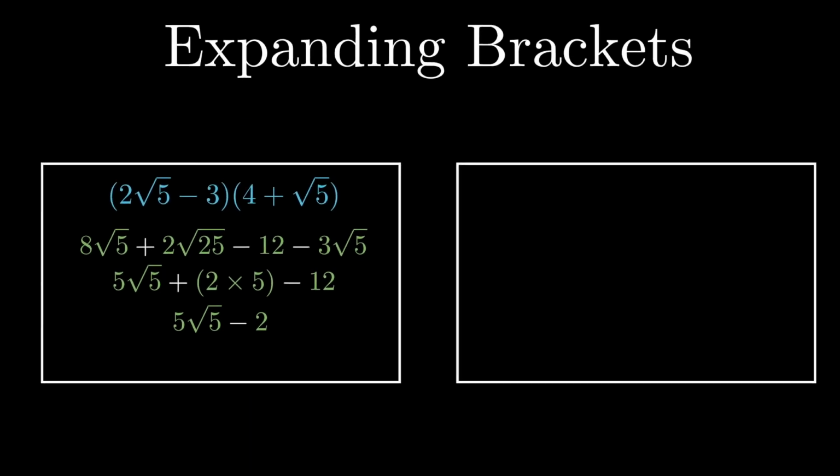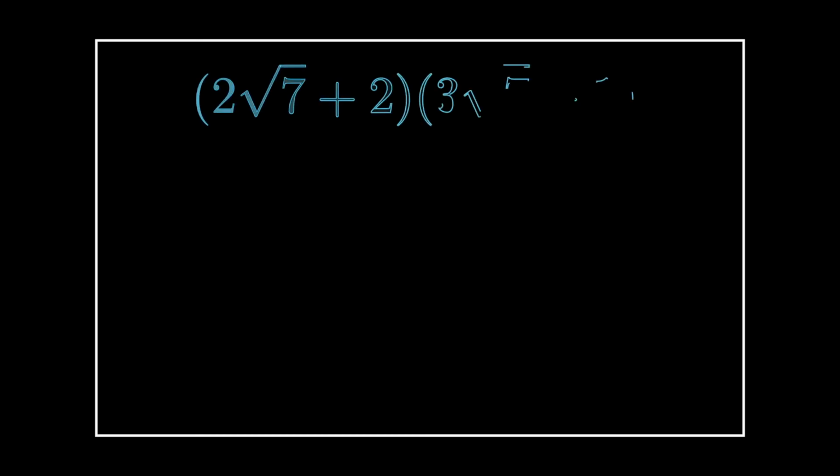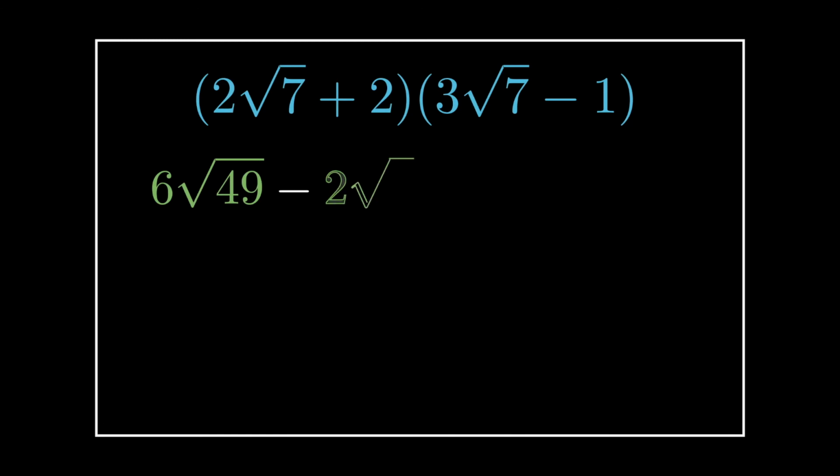So now we'll move on to the next example. So we have 2 root 7 plus 2 times by 3 root 7 minus 1. 2 root 7 times 3 root 7 is 6 root 49. 2 root 7 times by minus 1 is minus 2 root 7. 2 times by 3 root 7 is plus 6 root 7. And finally, 2 times by minus 1 is minus 2.